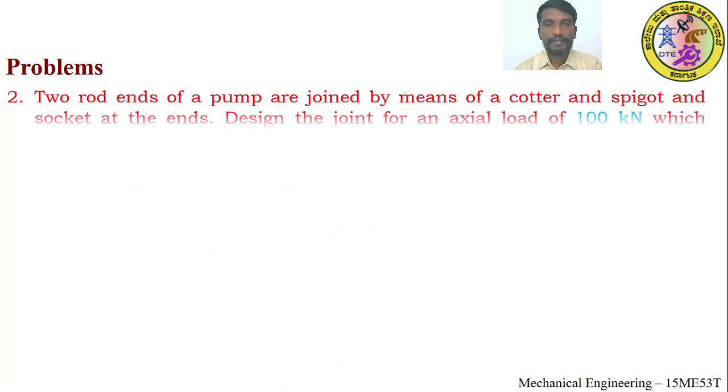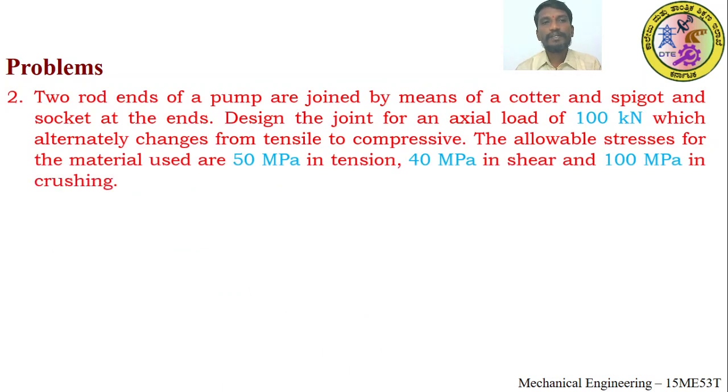Next, problem number 2: two rods at the end of the pump are joined by means of a cotter, with spigot and socket at the ends. Design the joint for an axial load of 100 kN, which alternately changes between tensile and compressive. The allowable stresses for the material used are 50 MPa in tension, 40 MPa in shear, and 100 MPa in crushing. Let's write down what is given.